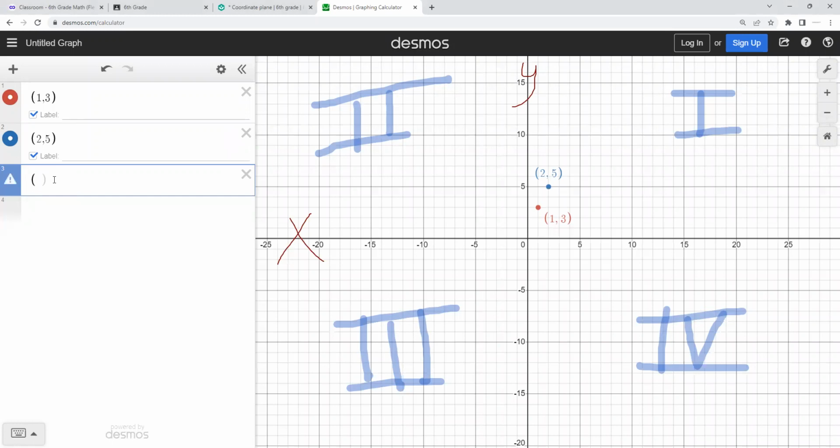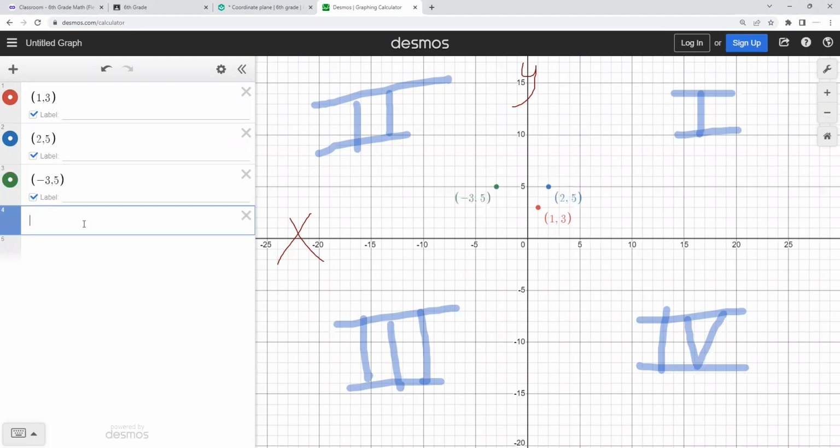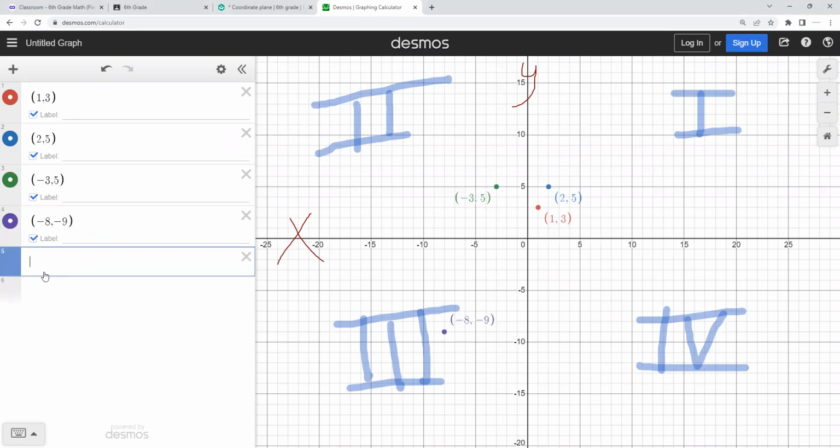The coordinate plane never changes. This would be the point (-3, 5), and you must know how to plot points. You can practice if you want. You can even use Desmos. And this would be the point (-8, 9), and this would be the point (5, -4). And so you can see here I have all these different points plotted on the coordinate plane.